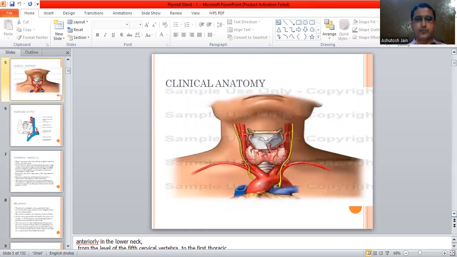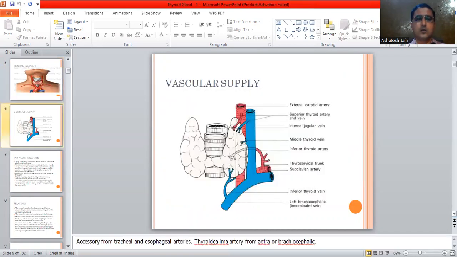Clinical anatomy. What does clinical anatomy basically mean? Clinical anatomy means how, when, and where the particular gland is located. Okay, vascular supply, as we can see, it is from the external carotid artery, superior thyroid artery and vein, internal jugular vein, middle thyroid vein, inferior thyroid artery, thyrocervical trunk, subclavian artery, inferior thyroid vein, and left brachiocephalic or innominate vein.